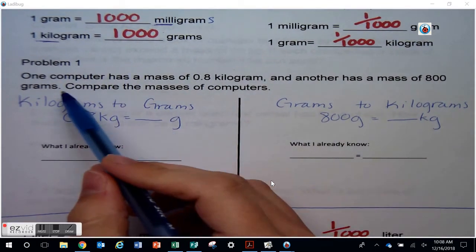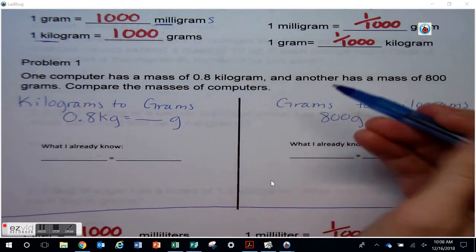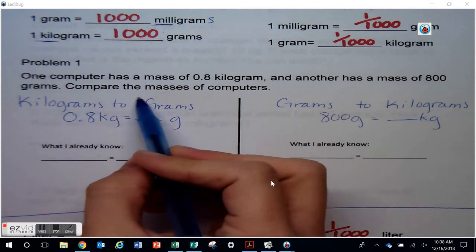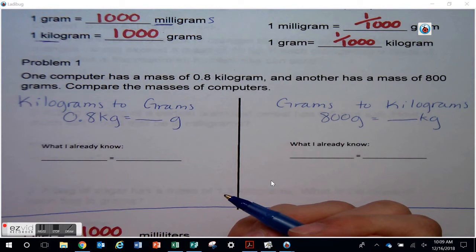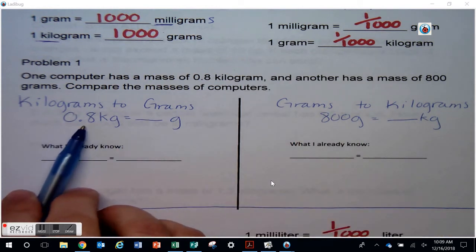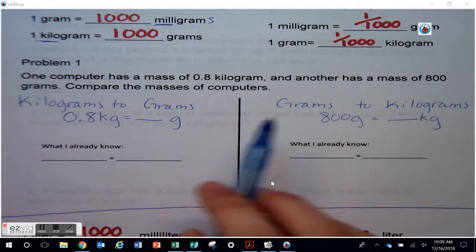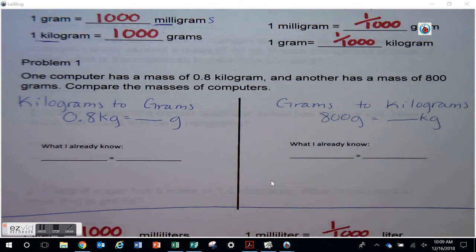One computer has a mass of 8/10 kilograms, and another has a mass of 800 grams. Compare the masses of the computers. Well, there are two ways we could do this. One, we could take that 8/10 kilogram and convert it to grams, or we could take that 800 grams and convert it to kilograms. I'll show you both, but you really could do either one.